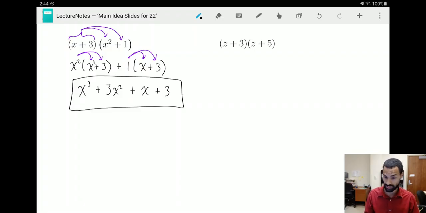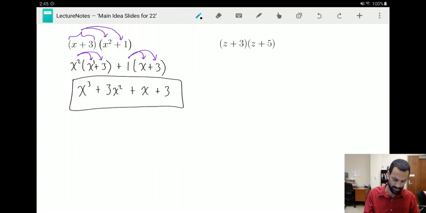None of these are like terms, so I can't put them together. Okay? Right? Remember, they're like terms if they have the same variable structure. That's x to the third power, x to the second power, x to the first power, and no x, right? A constant term. None of these terms are alike. Okay, so that's one way we could approach this problem.